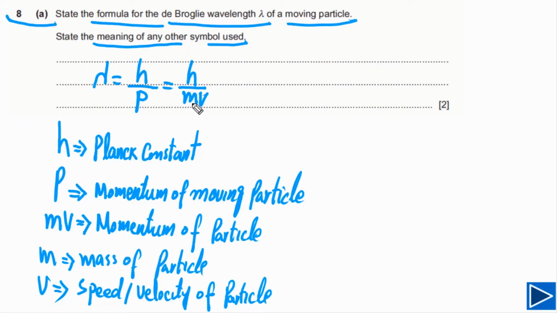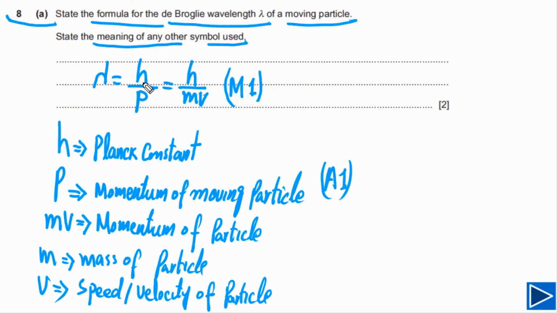This question has 2 marks. The first mark is the M mark. You will get the first mark if you have written this formula. And the second mark is the answer mark. You will get it if you have explained the symbols other than lambda.